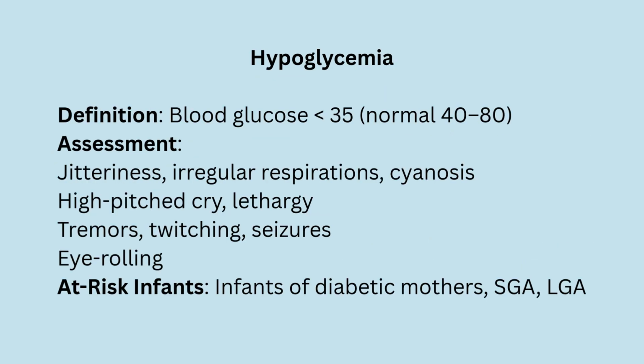Now let's turn to metabolic disorders, beginning with hypoglycemia. Normal newborn glucose is 40 to 80, and hypoglycemia is less than 35. Signs include jitteriness, irregular respirations, cyanosis, a high-pitched cry, lethargy, twitching, seizures, and sometimes eye rolling. At-risk infants include babies of diabetic mothers and those who are small or large for gestational age.